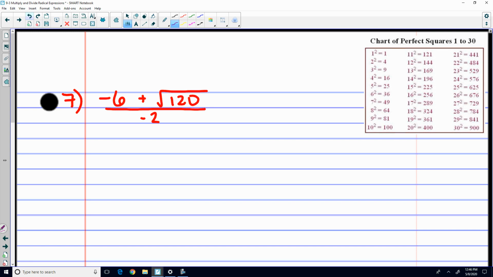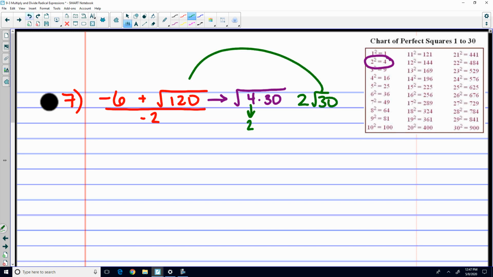So let's figure that out using our chart. What is the biggest number that can go in here? I know 4 can go into 120, and that is actually the biggest radical that can go in there, which is kind of crazy. So it is 4 times 30. 30 doesn't have any square roots in it, perfect squares at least. 4 comes out as 2, so this is actually going to be 2 square root of 30. All right, now, that is equal to that. They are the same thing.